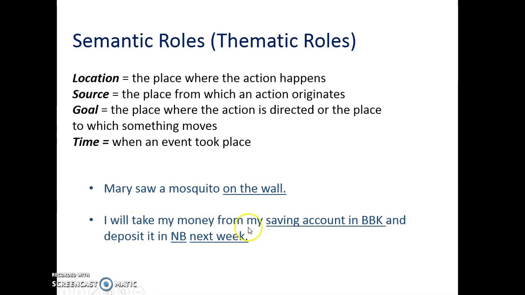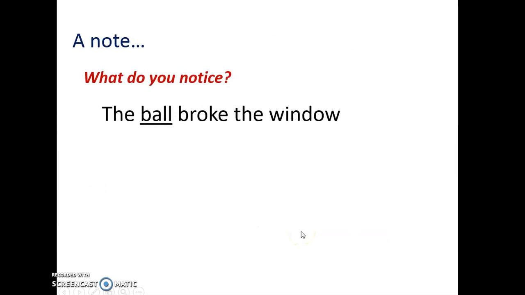I'll take my money from my saving account in BPK and deposit it in National Bank next week. So the saving account here is the source, National Bank is the goal, and next week is the time.